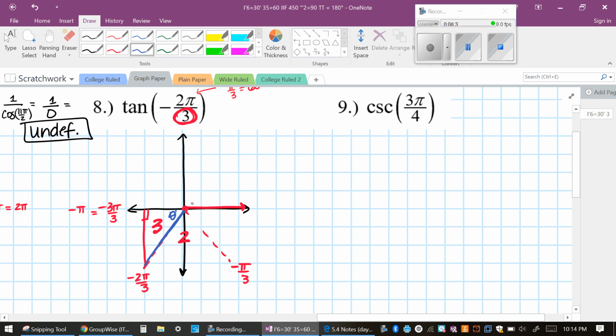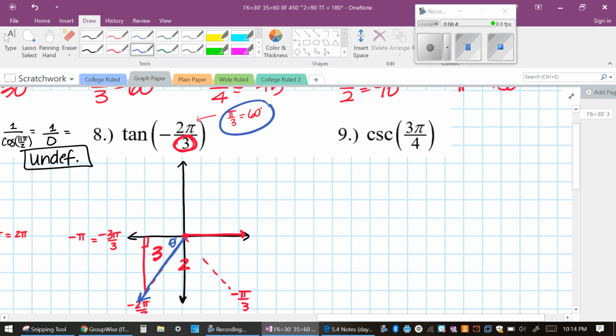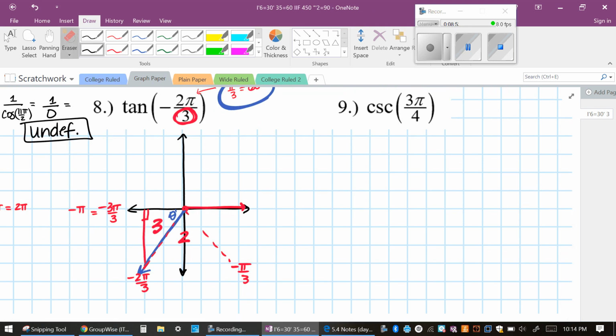Your reference angle is the distance between the terminal side to the x-axis. So -2 pi over 3 is 1 pi over 3 away from -3 pi over 3. And as I mentioned earlier, pi over 3 is 60 degrees. So your reference angle is 60 degrees.